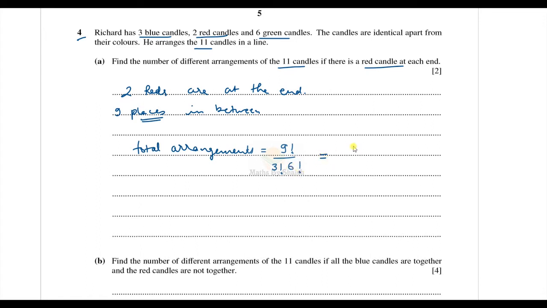And we can simplify, it is 9 into 8 into 7 over 3 factorial, that is 3 into 2, and it is going to be 84. So the total arrangement will be 84. I hope it is okay. Let's do the B part.